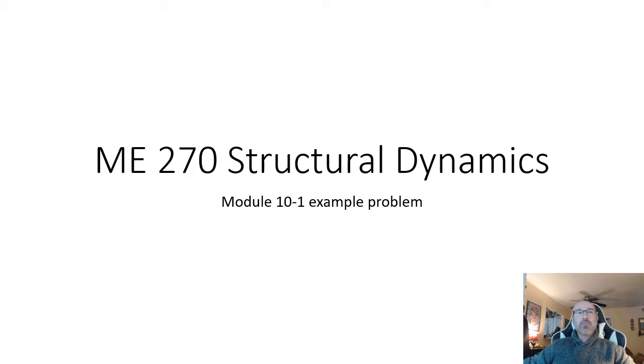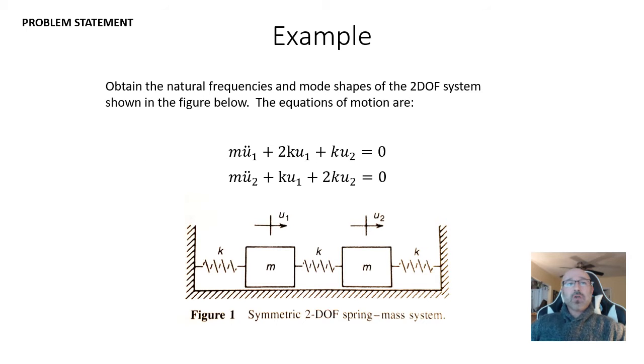Let's take a look at an example problem here from Module 10.1 for ME 270 Structural Dynamics. In this example problem, they give us this diagram down below in Figure 1, which is a symmetric 2 degree of freedom spring mass system. We've seen similar things like this before, but now we've got two masses and three different springs. They tell us to obtain the natural frequencies and the mode shapes of this 2 degree of freedom system shown in this figure.